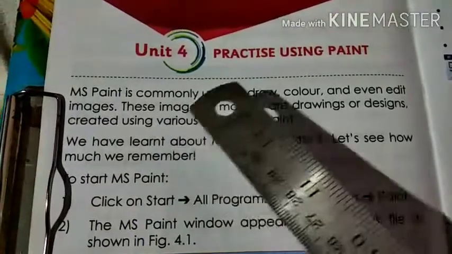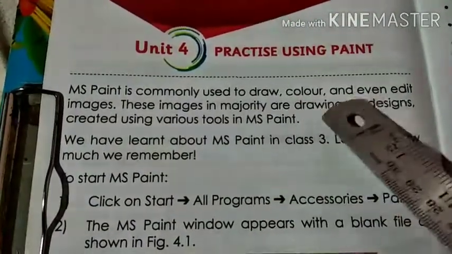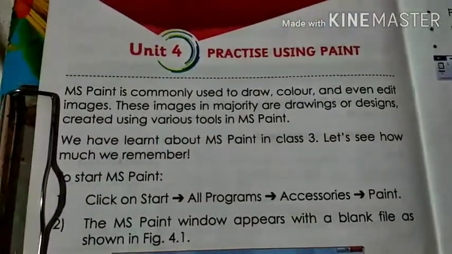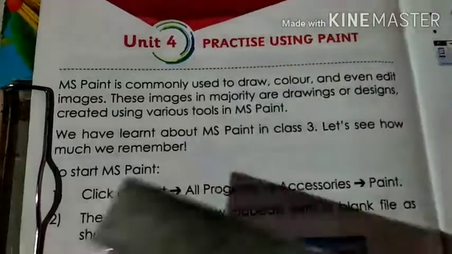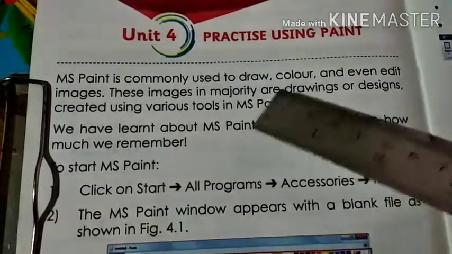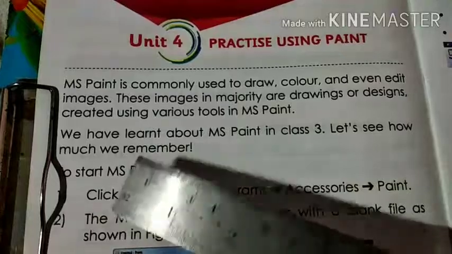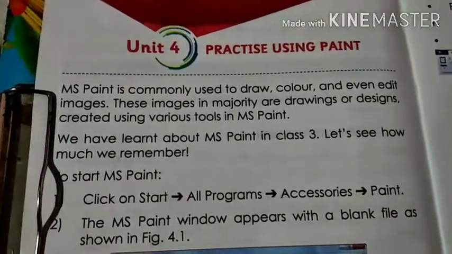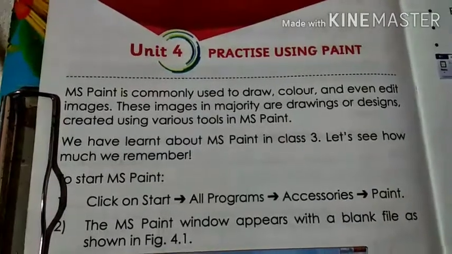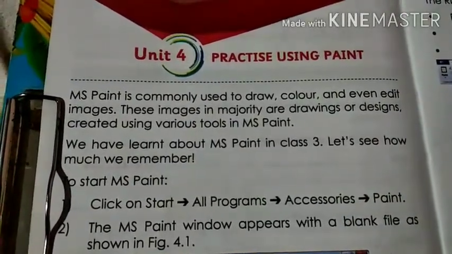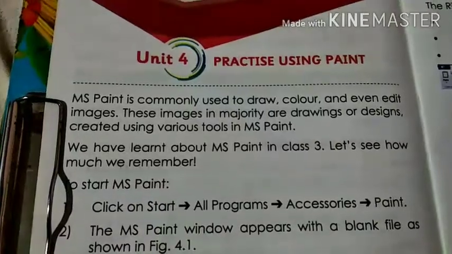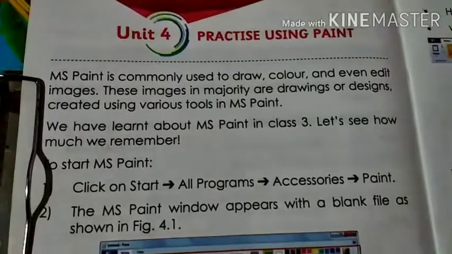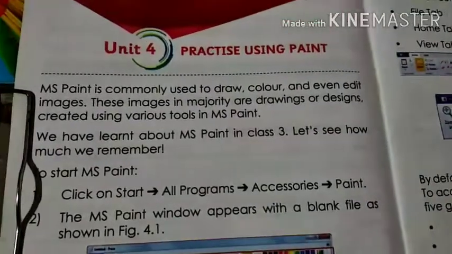MS Paint is commonly used to draw, color, and even edit images. So basically we use MS Paint for drawing, coloring and editing images. These images are in the majority drawings and designs created using various tools in MS Paint. We have learned about MS Paint in class 3. Let us see how much we remember.